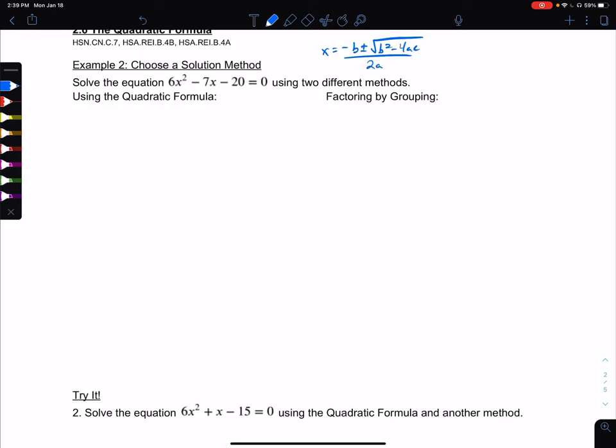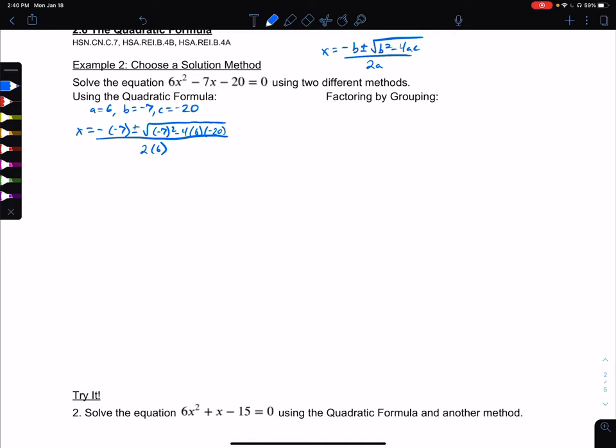So 6x squared minus 7x minus 20, a would be equal to 6, b is equal to negative 7, and c is equal to negative 20. Remember that the quadratic formula always works. It's not always pretty, but it will always work out. A lot of times it does get rather messy and kind of convoluted, but if we're careful and we do everything that we're supposed to, we will get the answer correct.